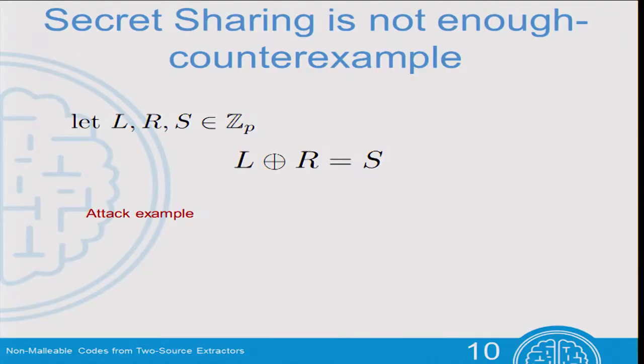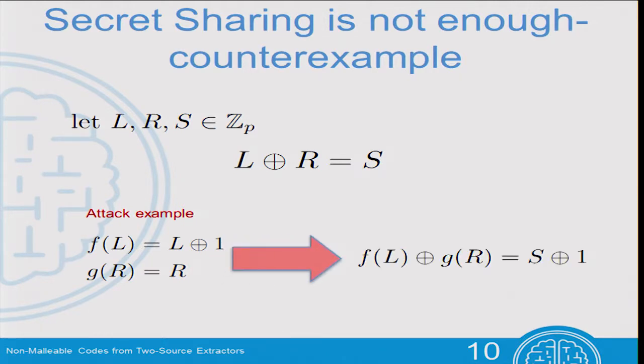Is it enough to be just a secret sharing? And the answer is no. It's not enough. We require some additional features. Well, let's give a counterexample. This is the secret S and shares L and R, and a simple group operation is the sharing scheme. So what's the attack? Well, the attack is quite simple. We add 1 to L and leave R unchanged. What happens now? We obtain S plus 1.